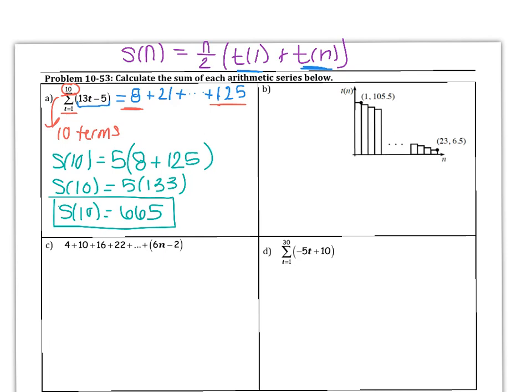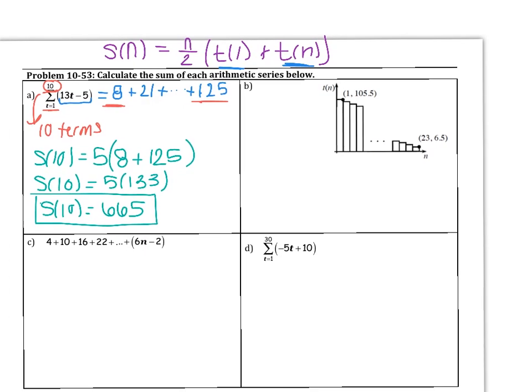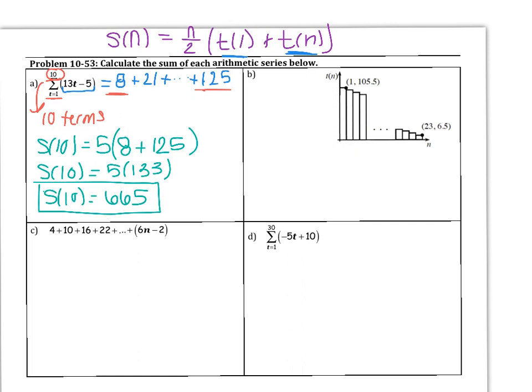Okay, let's take a look at example B. So here we are given a series represented in the form of a graph. And keeping in mind the things that we need to know up here, when we look at this graph, this 1 here means we're at the first term and we have its value. This 23 here means there's 23 terms and we have its last value. So we already have everything we need to do this problem.